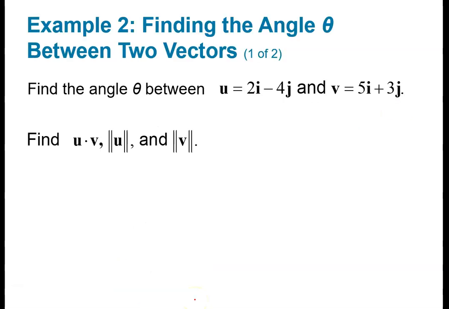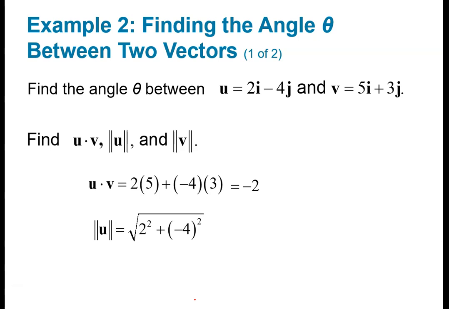So the first thing we're going to do to find the angle is to find their dot product and the two vectors' magnitudes. The dot product's easy enough, just multiply the x components, the y components. There's my dot product. It's negative. That means this is going to be an obtuse angle when the dot product is negative. The magnitude is the square root of 20, that's 2 square root of 5. Magnitude of v is the square root of 34.